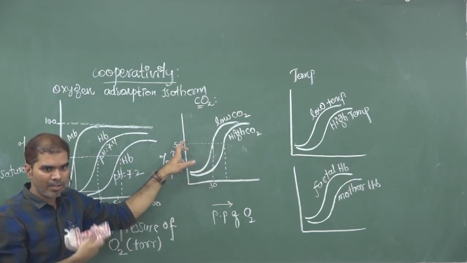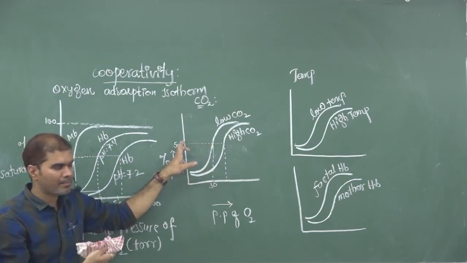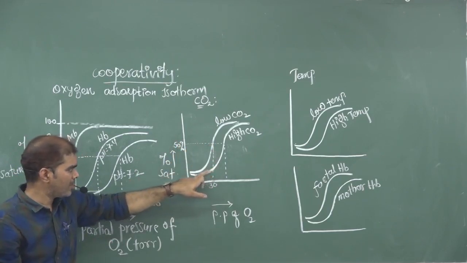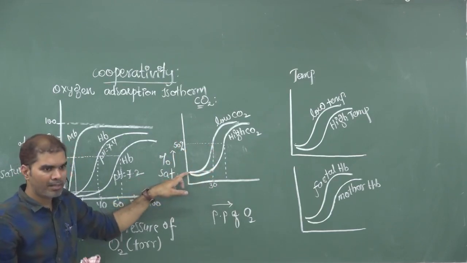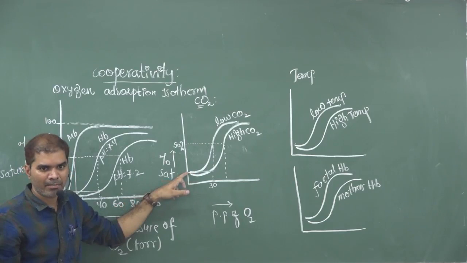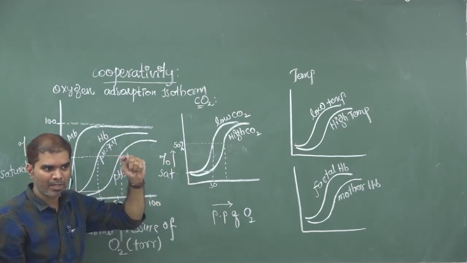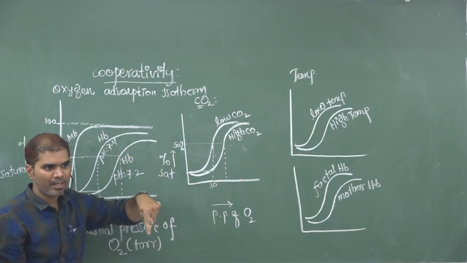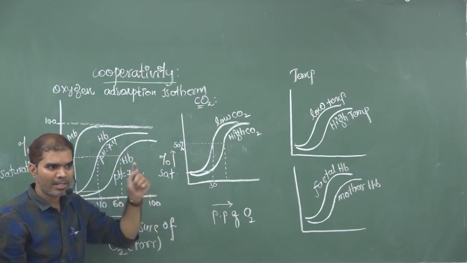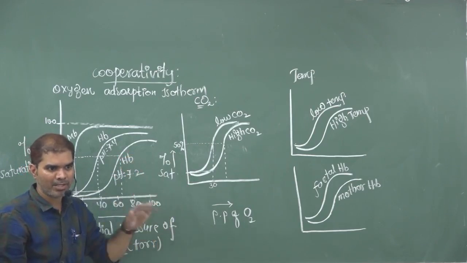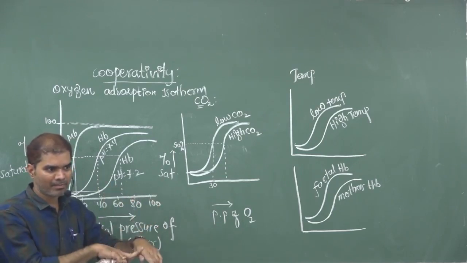But suppose if carbon dioxide percentage is high, maybe only 10% is getting saturated. It means at higher carbon dioxide percentage, hemoglobin saturation will be less. So more carbon dioxide means less hemoglobin saturation. That is not good. But it is good at tissue level.